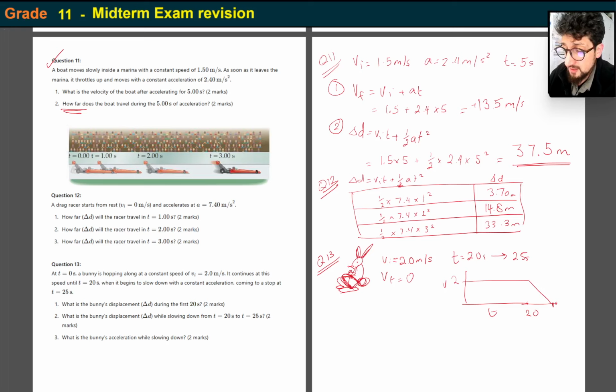Well, I can once again use the formula, but I don't need to. If you prefer to use the formula, delta d equals vit plus half at squared, and there's no acceleration whatsoever, so delta d is equal to the initial velocity times the time, which is 20 seconds, so it's going to be 40. But really, you can see from the graph, it's pretty obvious. It's going to be 2 times 20, which is 40. So that's one way of working it out.